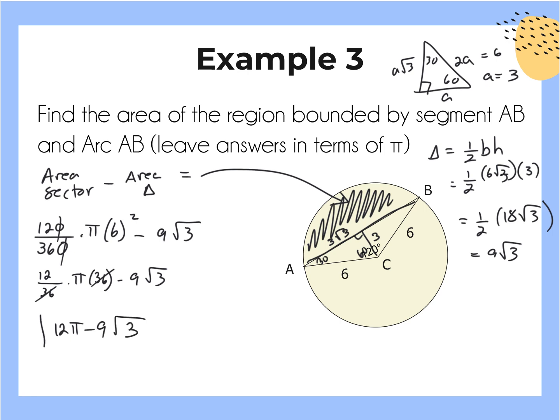Now, since you guys are not using a calculator, at least for these type of problems, this would be your final answer: 12 pi minus 9 root 3. All right, so if there's no question, this is it for today's notes.